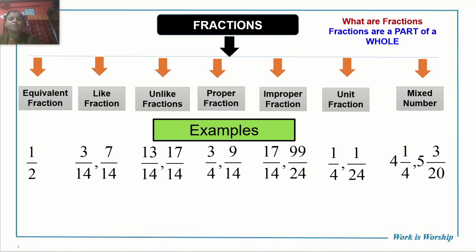So this is fractions. Fractions are a part of a whole number. There are many types of fractions.